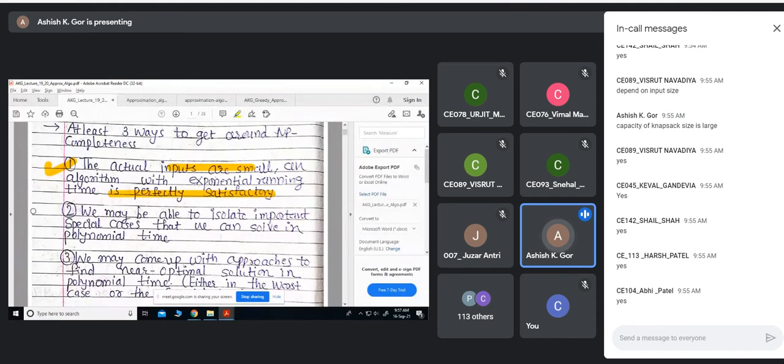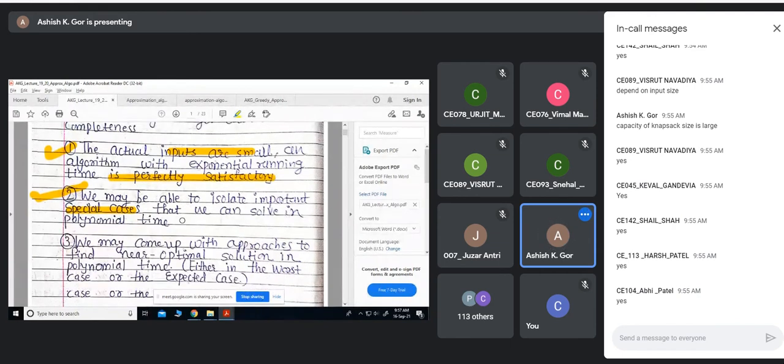So let us go to the second point. You must be able to isolate important special cases so that we can solve them in polynomial time. Even if it is an exponential running time algorithm, you could have, in some problems, special cases where it would run faster if you have this type of input. Those are the special cases. I won't give you an example, but this is possible. But you don't always have special cases to solve, and that is also not going to work.